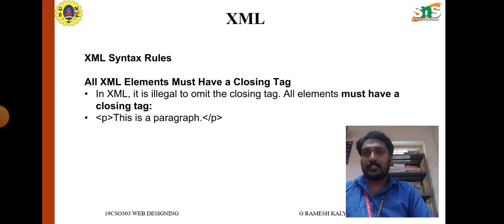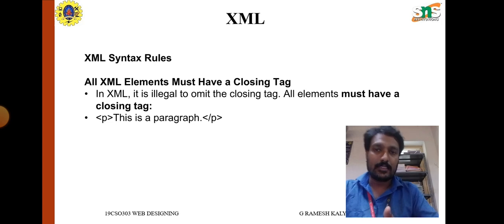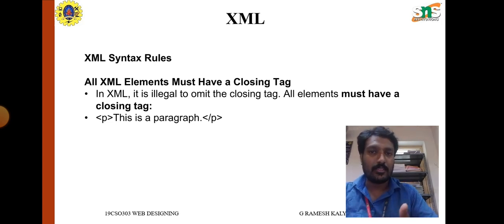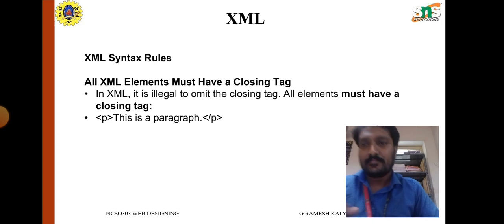The second one is that all XML elements must have a closing tag. Irrespective of what the tag is, if a tag is opened, it should compulsorily be closed. For example, here the paragraph tag is opened, we mention the particular data in it, and finally the tag is closed, that is /p. In XML it is illegal to omit the closing tag. All the elements must have a closing tag. Without the closing tag, the coding will not run.